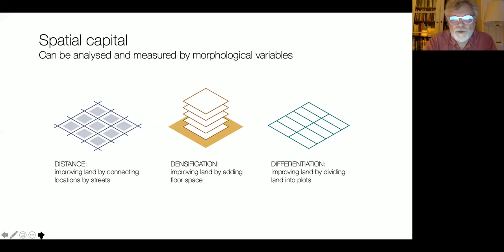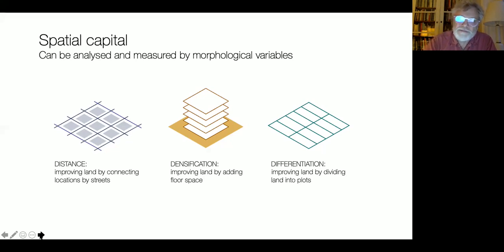And we have often talked in both the KTH and Chalmers about this as distance, densification, and differentiation, where distance concerns the improvement of land by connecting locations by streets. And about that, we've learned everything from space syntax. But then we also brought in densification, which concerns the improvement of land by adding floor space. In particular important locations, you can make the planet or the globe a little bit larger by adding floor space in these locations.